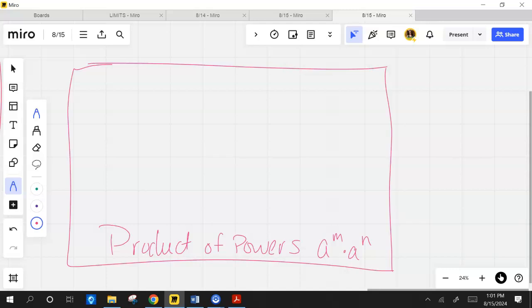We've already done this. This is product of powers. What do you do with them? If you multiply with the same base. Yeah, who said it? Look at you. Add the exponents. Add the exponents.